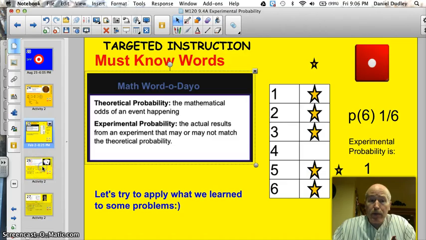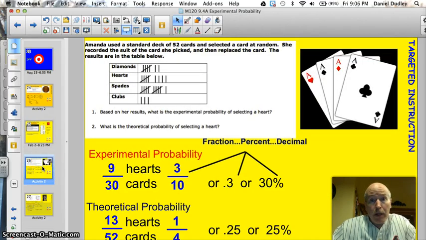So I have 3 problems tonight. 2 for me to work, 1 for you to try. All right, so Amanda uses a standard deck of cards, 52 cards, and she selects a card at random. She records the suit of the card she picked, and then she replaced the card, and the results are shown in the table below. So she put the card back in, so there's always 52 cards.